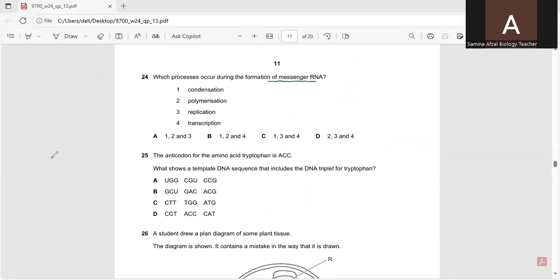Condensation is a reaction where smaller molecules join together to form a larger molecule, and when they join together there will be a removal of water molecule. In the synthesis of RNA, nucleotides are linked together by phosphodiester bonds. So the formation of each phosphodiester bond involves the removal of water molecules. So condensation can be involved in the formation of messenger RNA.